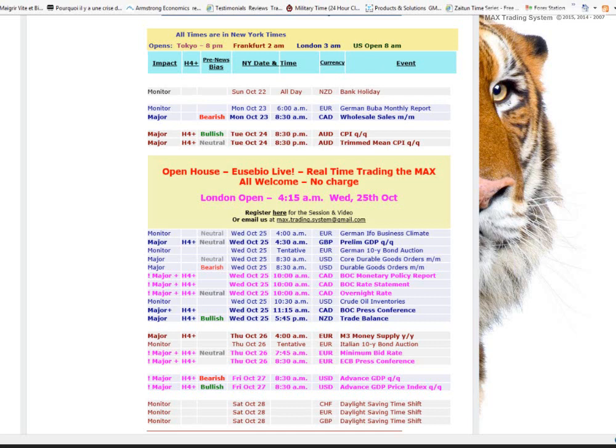But here's a list of the various news items through the week. The red ones are really important. If there's good movements from those, you can make money from them. But generally we say don't trade through these. If you're in a trade, make sure your stop's really tight, that you've got profit, or just close your trade and then start up afterwards.